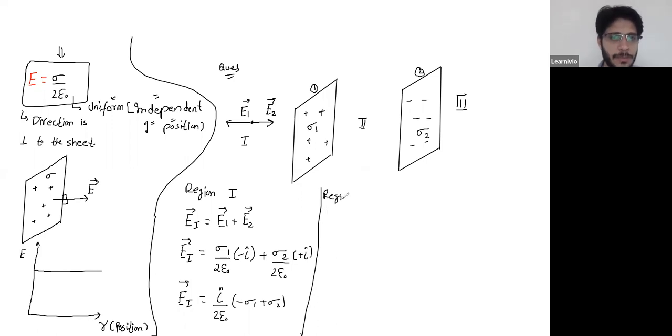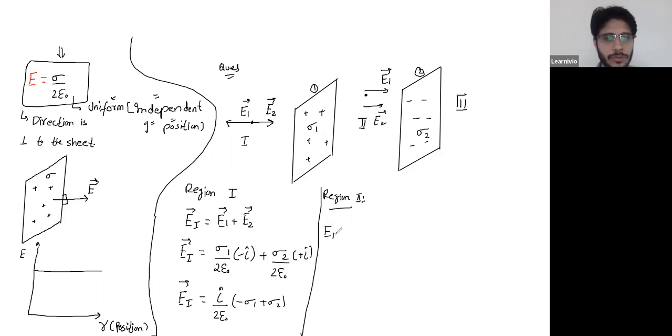If I repeat the same calculations in region 2, Fatma, what is the direction of field in region 2 due to this positive sheet? Is it towards right, left? Due to positive sheet? Right. It's always away from the charge, so that's towards the right. And what about due to this negative sheet? Right. It's towards the sheet. So both are acting towards the x-axis.